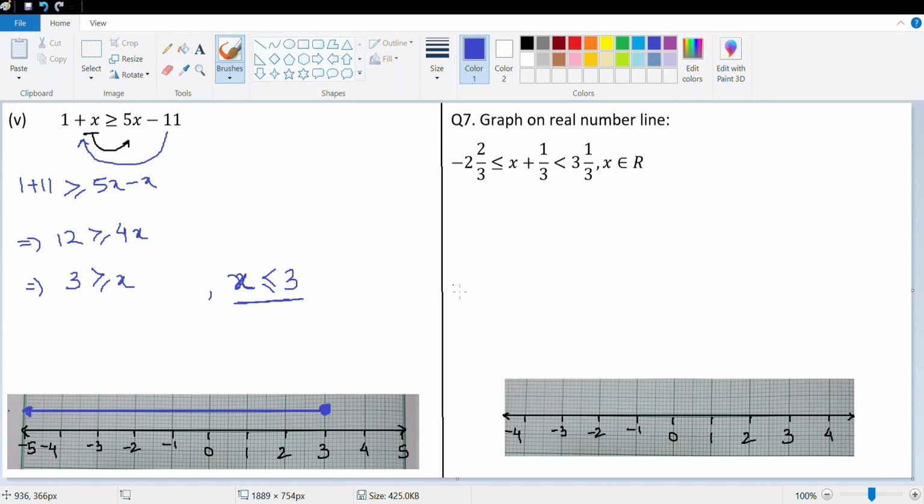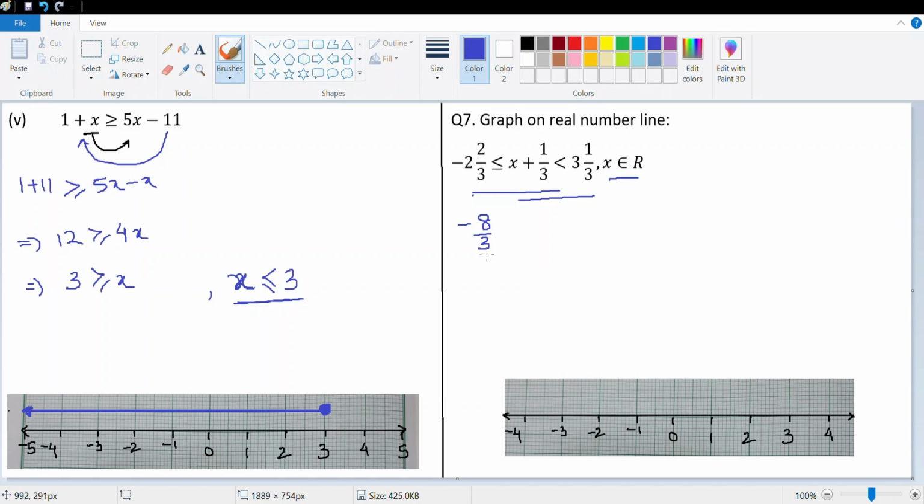Next question, question number 7. Find the range of values for which x satisfies the following inequation, where x belongs to R, and we need to plot it on a real number line. So let's try and break this up into 2 separate inequations and let's solve them. So this is negative 3 into 2, that's 6 plus 2, which is 8.